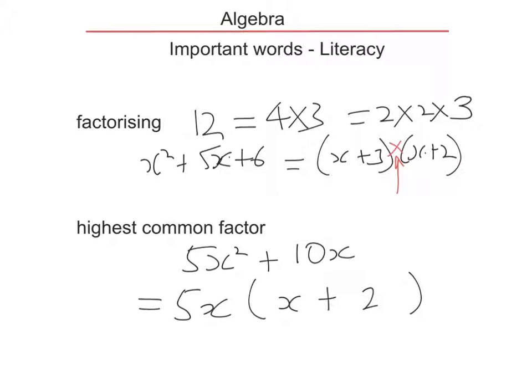And what I do is I just check that it works. 5x multiplied by x is 5x squared. 5x times 2 is 10x. 5x is the highest common factor for this expression.